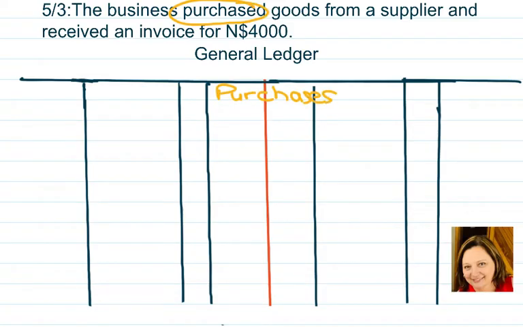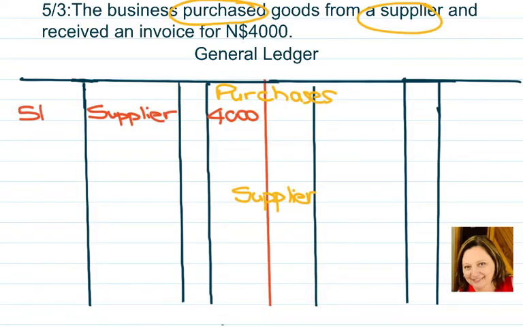Did I pay cash? No, I didn't pay with cash. I bought on credit from a supplier, so my other account will be supplier. I have my two accounts. Now let's quickly look at the debits and credits. Purchases, you will remember if we looked at the word PEA, P-E-A, the P was for purchases, and that referred to the debit side. I have my amount of 4,000. My contra account is the other account involved, which is supplier, and it's on the 5th.